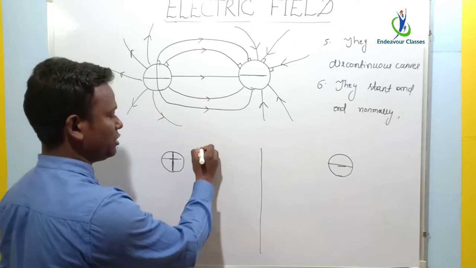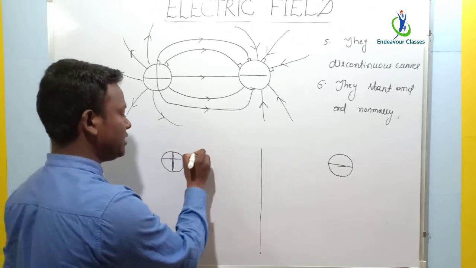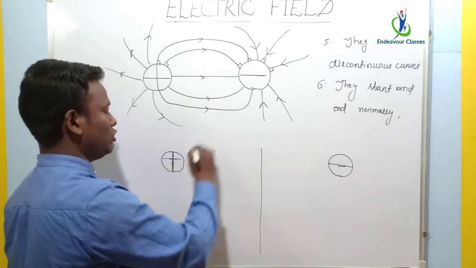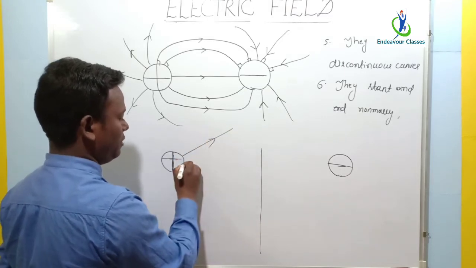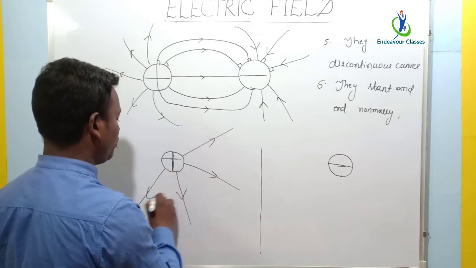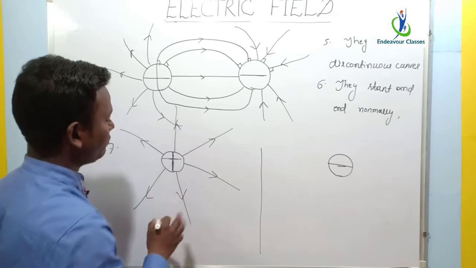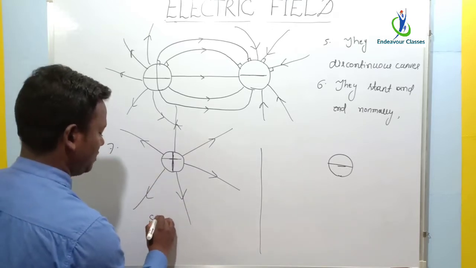So if you take a test charge, the test charge will be positive. If you release it in the field, it will move away from this charge. So it will move radially away. So the direction of lines of force from an isolated positive charge will be radially outwards. So for an isolated positive charge, the lines of force are straight.